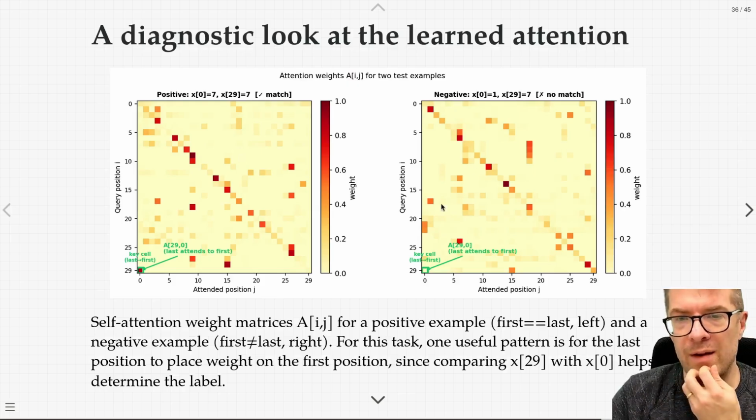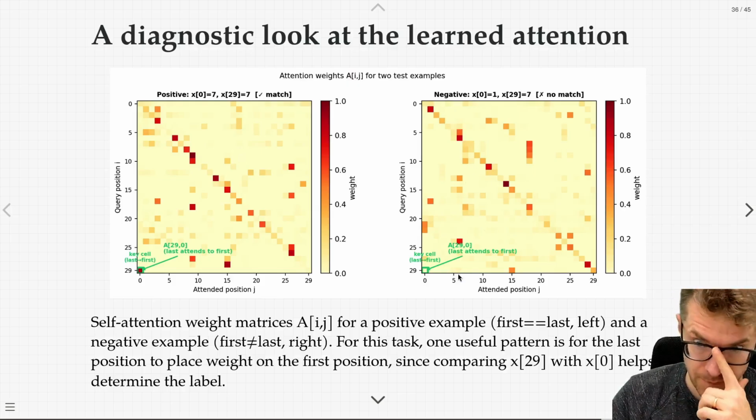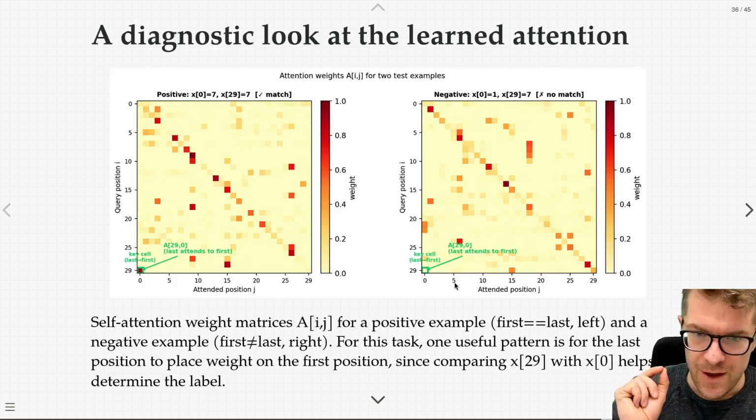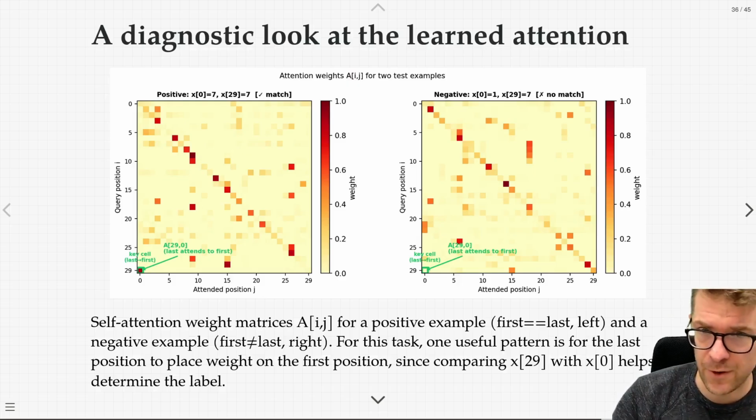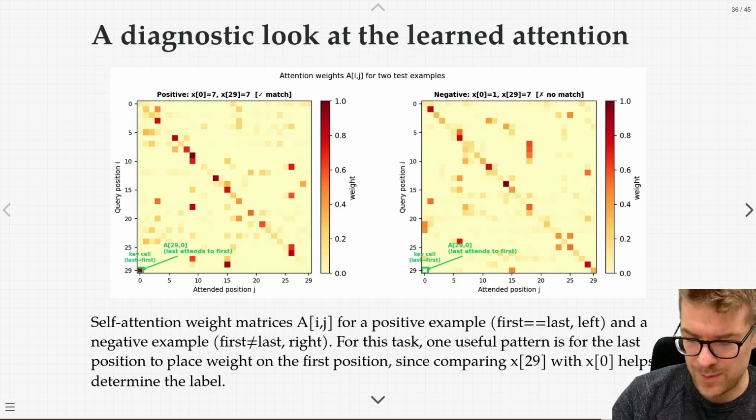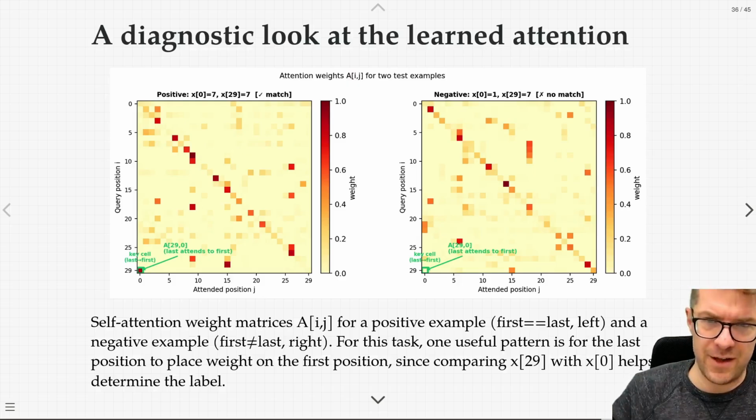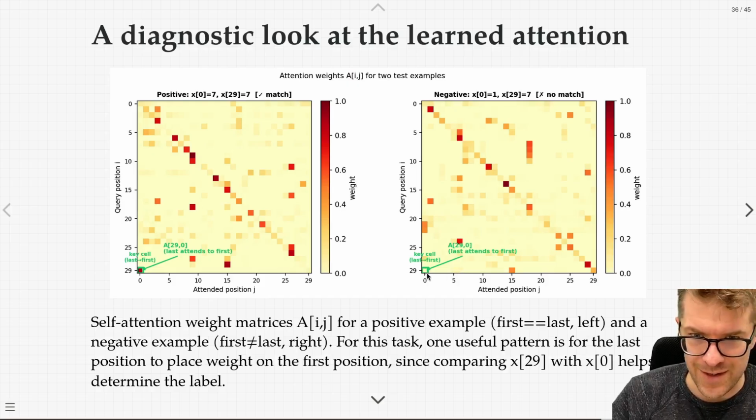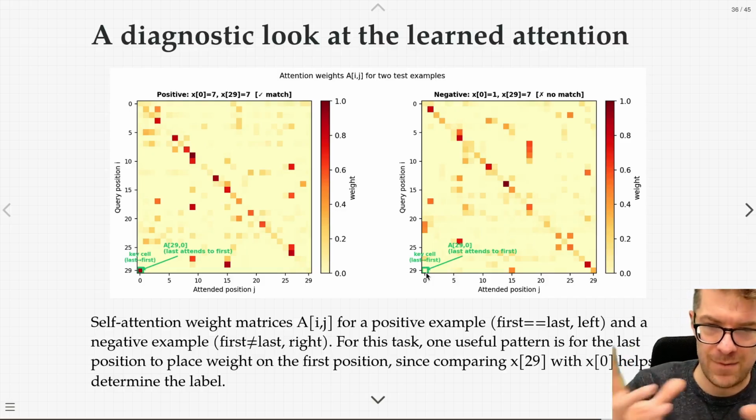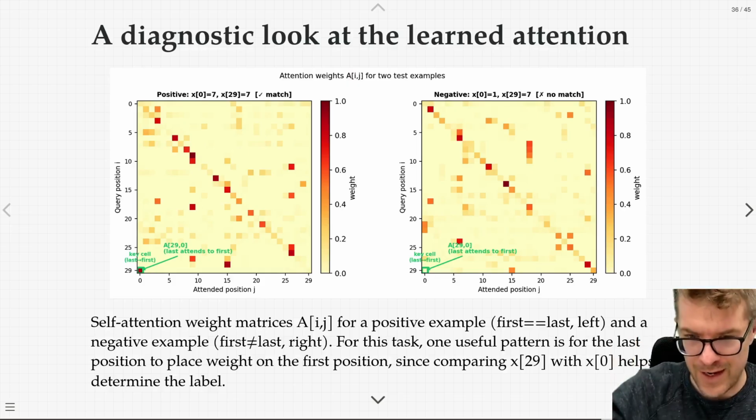Now, when I'm trying to do so for the negative case, the 30th element is 7, the 0th is 1. They don't match up. I don't want to pay attention to that first element because it doesn't match. So you can see over here the weight is very close to 0. There's no correspondence between these two things. And then that information is the key information that my classifier linear layer uses to make its prediction.